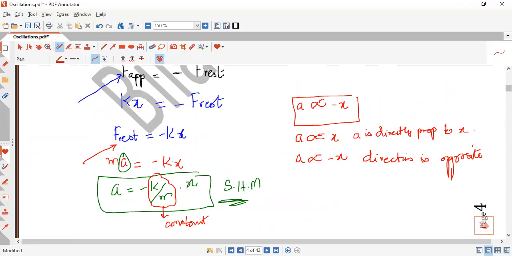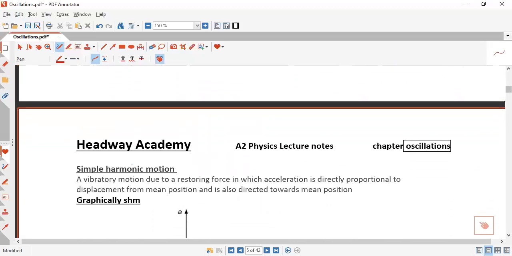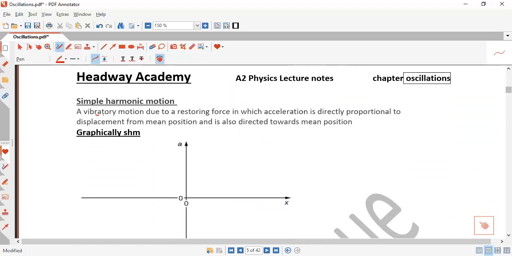So this is how we define simple harmonic motion, students. A simple harmonic motion is a vibratory motion due to restoring force in which acceleration is directly proportional to the displacement from mean position, and it is also directed towards the mean position.